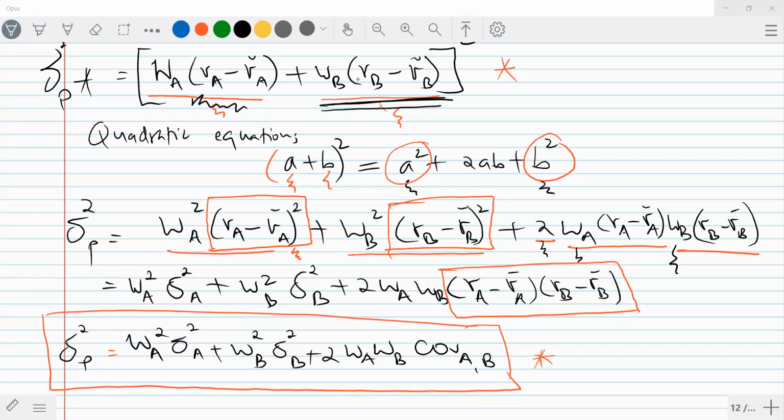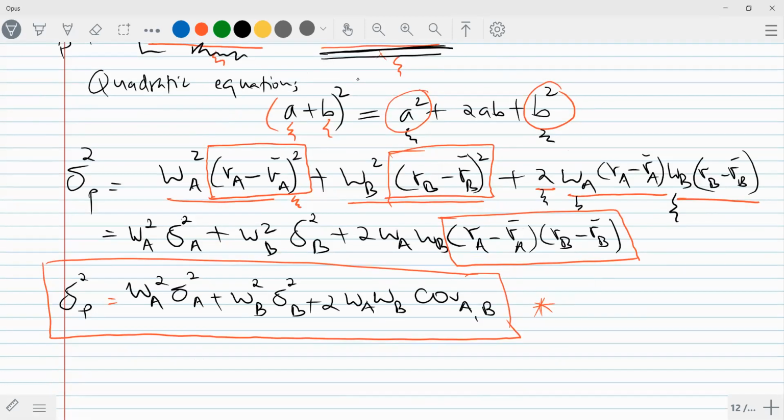Now, maybe just to expound our equation, what if we have 3 assets? The portfolio is made of 3 assets: A, B, and C, for example.